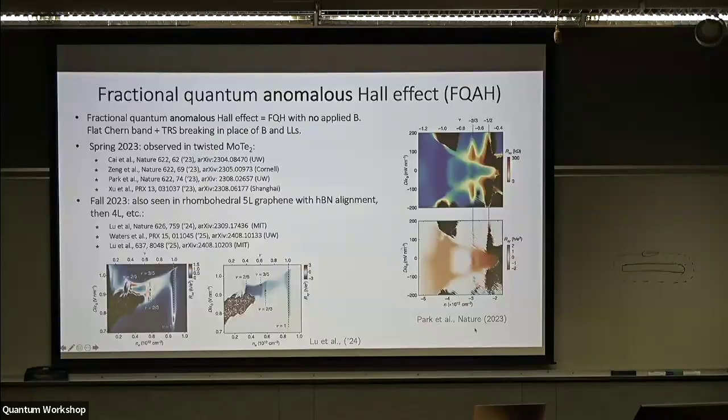Instead of having a magnetic field and Landau levels, if you have a very flat Chern band, you can spontaneously break time reversal and get this fractionalization analogous to what you would see in the usual fractional quantum Hall effect. So, first seen in molybdenum ditelluride, as well as later in rhombohedral graphene.